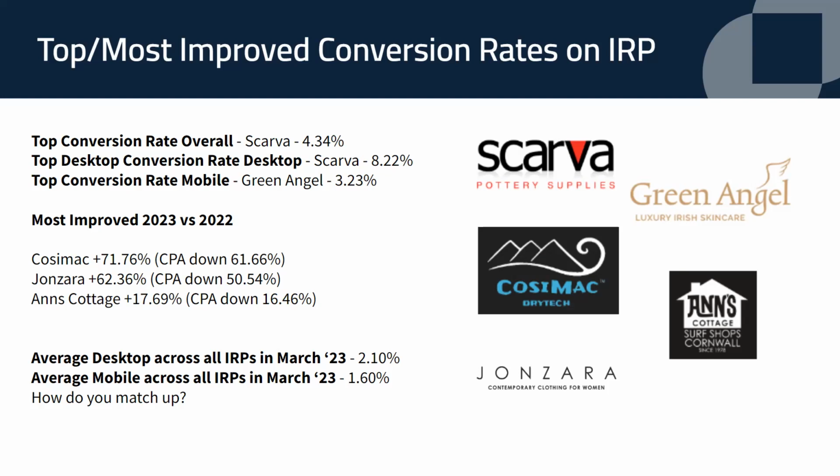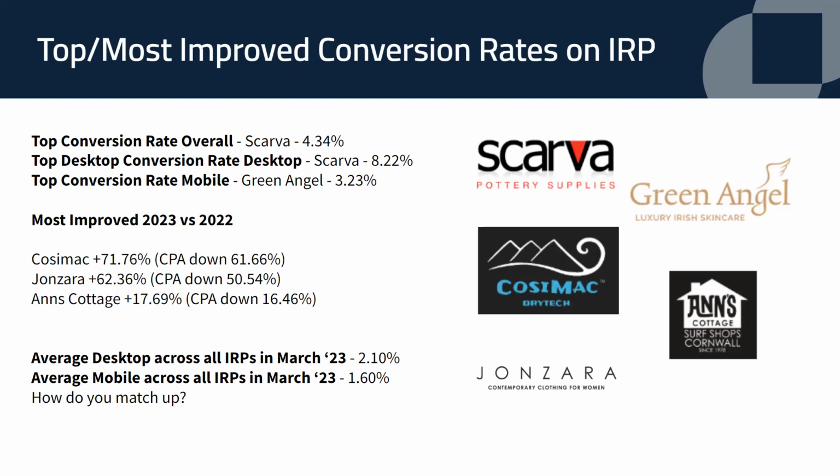Same with Janzara, a 62% conversion rate increase. Their CPA is down 50%. Anne's Cottage have improved their conversion rate by 17%, and their CPA is down 16%. So this really reiterates that improving your conversion rate really does have a positive impact on your bottom line and is going to make your business more profitable.